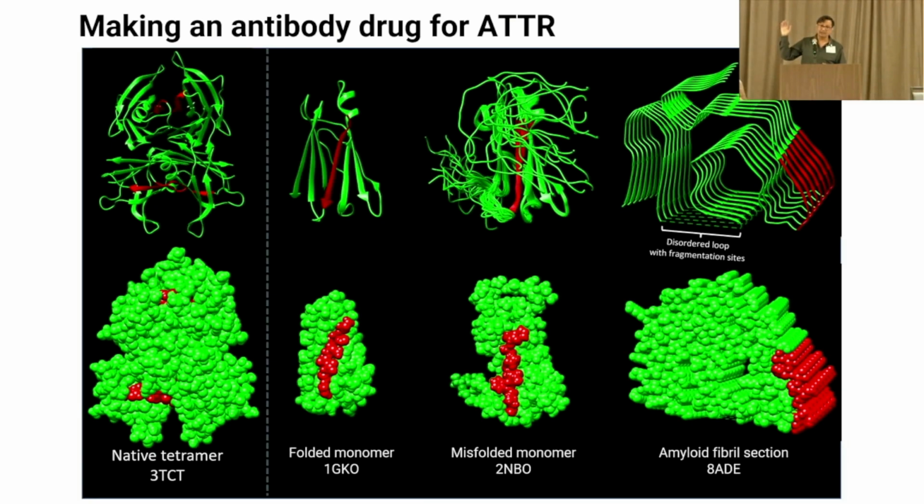But now if you look on the other side of the screen at native, natural, well-behaved TTR, you see that the red bit is buried. So now if we make an antibody to the red bit, that antibody will be able to bind the misfolded monomer and the amyloid fibril, but it'll leave the native, natural tetramer, the well-behaved TTR, alone. And so this antibody is PRX004, which is in phase 2 clinical trial right now.